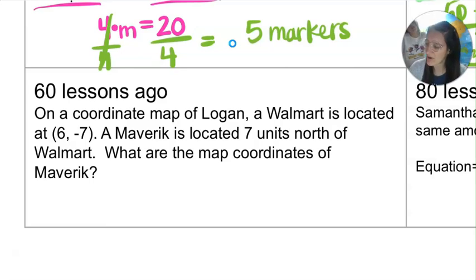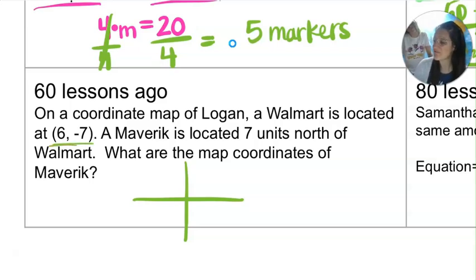On a coordinate map, a Walmart is located at 6, -7. Oh, you also have the ordered pair 4, -4. What quadrant should 4, -4 be in? On that side. Okay, yeah. Okay, 6, -7 would be here, though. Do you agree with that? If this was a real thing, I would get all of them wrong.